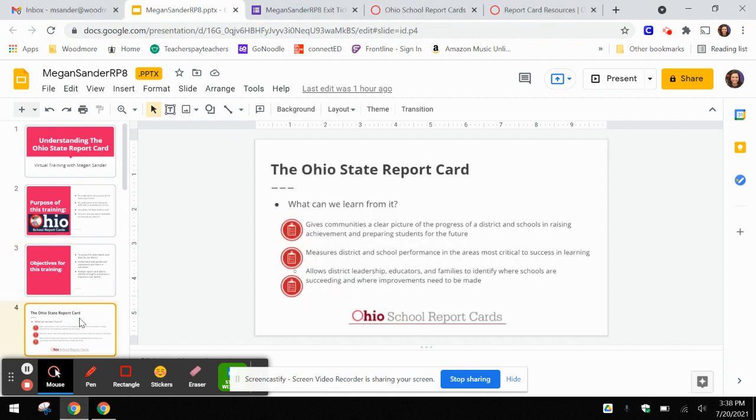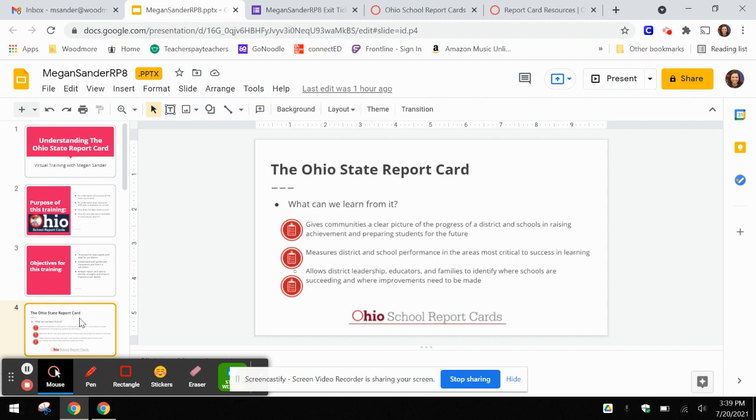So let's jump right into the purpose of the Ohio State Report Card. Why is it published? What can we learn from it? And the first thing is, it gives communities a clear picture of the progress of a district and schools in raising achievement and preparing students for the future. This is a tool that a lot of people use to make decisions about maybe moving into a district when they're looking to buy a home. So it gives that area of stakeholders some information about the district they may be moving into.